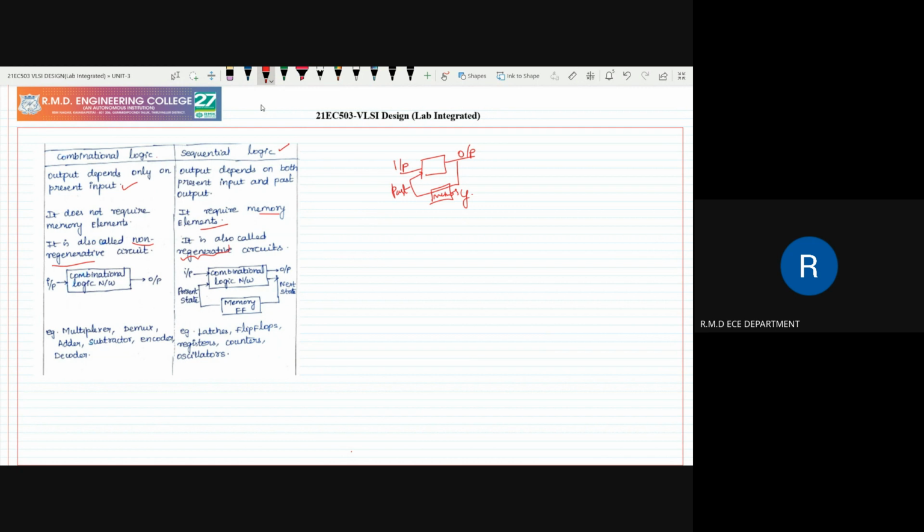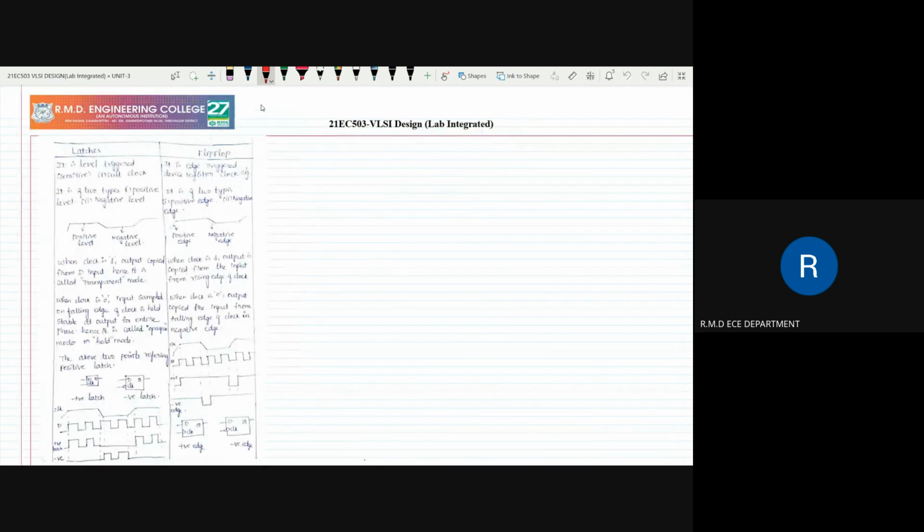Examples for combinational circuits are mux, demux, adder, subtractor, encoder, and decoder. And for sequential, they are latches, flip-flops, registers, counters, and all types of oscillators, which come under the examples for sequential logic. The next difference is going to be the study of the latch and the flip-flop.